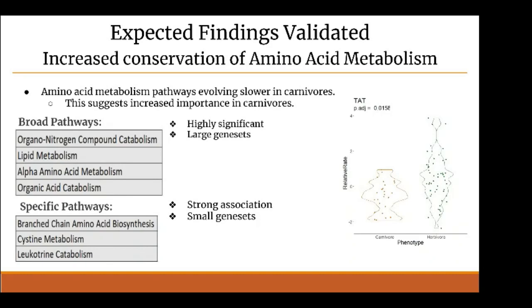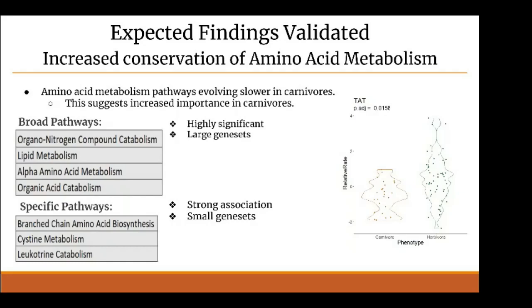Now that I've run you through what the analysis is, I'm going to go through what we found in our application to carnivory. Firstly, our expected findings were validated. As I mentioned before, the most direct change to diet is differences in food composition. We expected to see amino acid metabolism pathways evolving slower. As I mentioned, phenotypes that are more critical tend to be under stricter purifying selection and evolve more slowly. With an increase in peptides in the diet, we would expect to see increased importance of peptide metabolism.